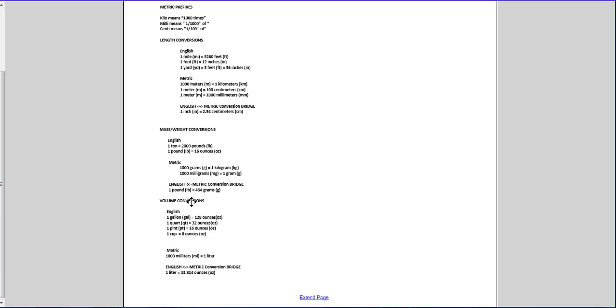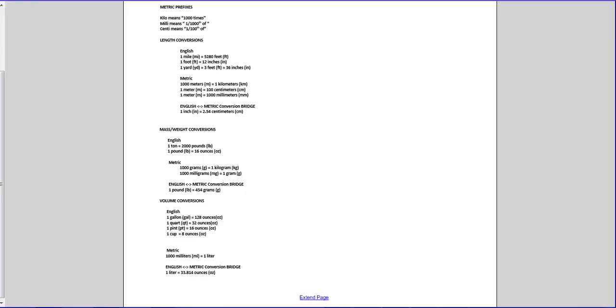Then volume conversions. Again, volume is how much space something takes up, like a liquid, for example. In English, we have 1 gallon is 128 ounces, 1 quart is 32 ounces, 1 pint is 16 ounces, and 1 cup is 8 ounces. I didn't list all the possible conversions here for the volume. There's many of them, but it is covered in the previous video. The metric one that we're concerned with is 1,000 milliliters is 1 liter. There's many other conversions in metric, but this is the one that we always seem to use. Then the English to metric conversion bridge for volume is 1 liter is 33.814 ounces.